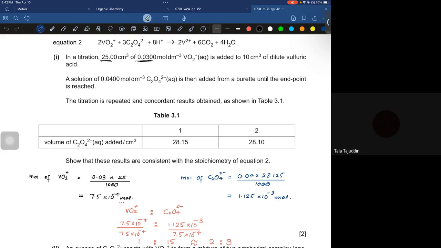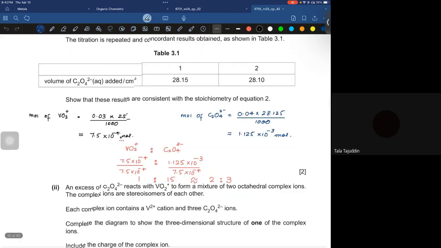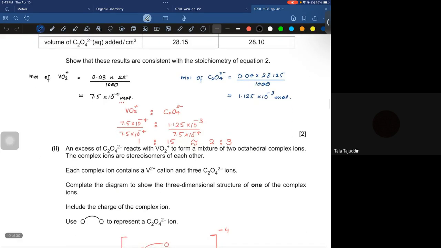So after the calculation, we have to prove it. I have calculated the moles of both species. Then I looked at the smaller value. The smaller value is 7.5 × 10⁻⁴. Then I divided both values by the smaller number, like we do when finding the empirical formula, if you remember. Then I got the mole ratio, that is 1 is to 1.5, which is, of course, 2 is to 3. So this is worth 2 marks.